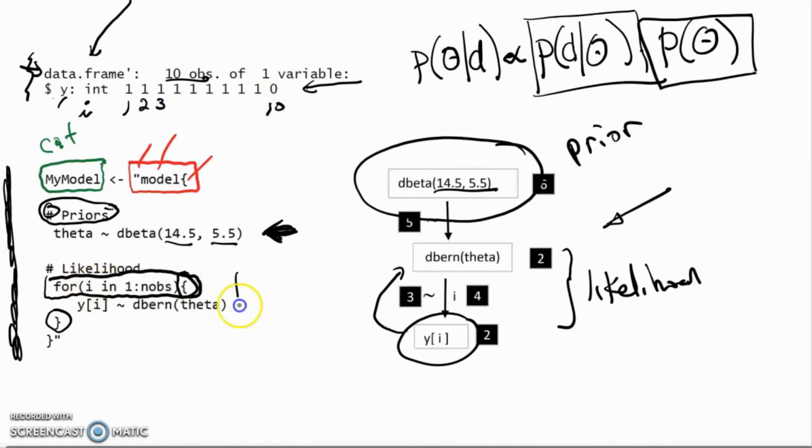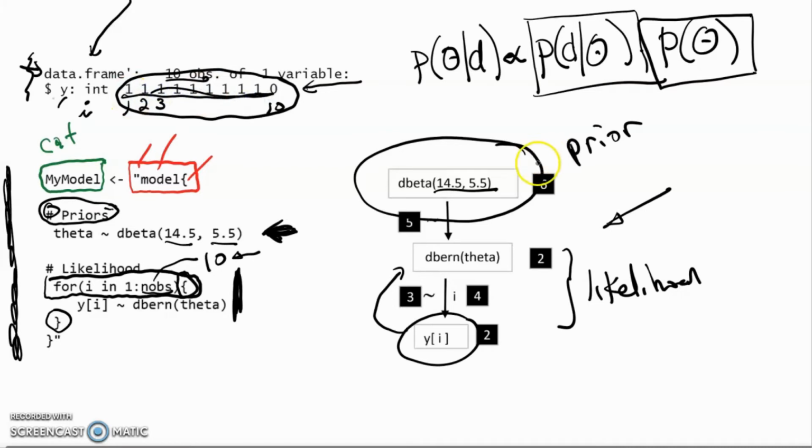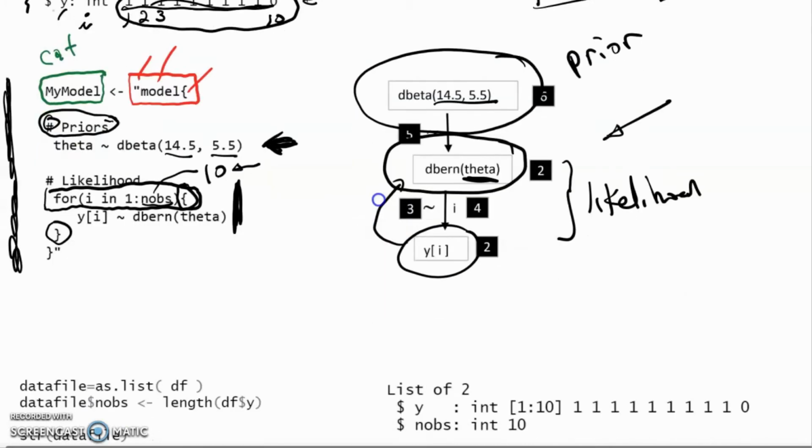So this loop is going to loop over all 10 values. The value of nobs is 10, which isn't really obvious now, but we'll see that in a moment. It's going to loop through all these 10 different values, right versus left for those 10 individuals, and it's going to assume that each one of those ones and zeros arose from a Bernoulli distribution with some sort of parameter theta. So that's our model statement.